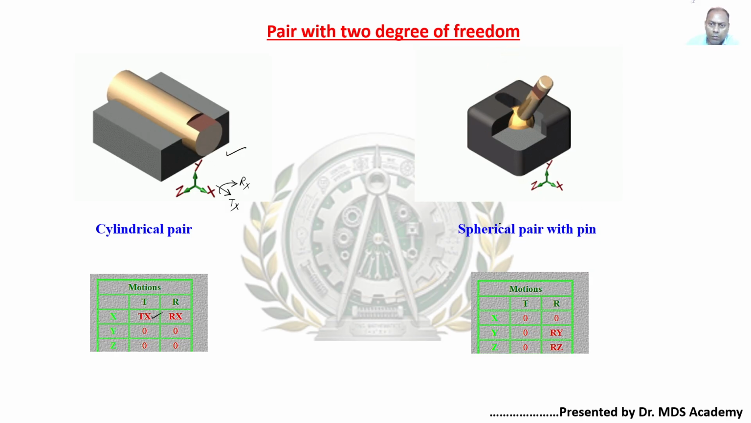Take the second image, spherical pair with pin. See here, this is rotating like this, about the y-axis. That's why Ry is present. Similarly, this is also doing like this about the z-axis. That's why Rz is present. This is the Rz case and this is the Ry case. You can say theta z or theta y.